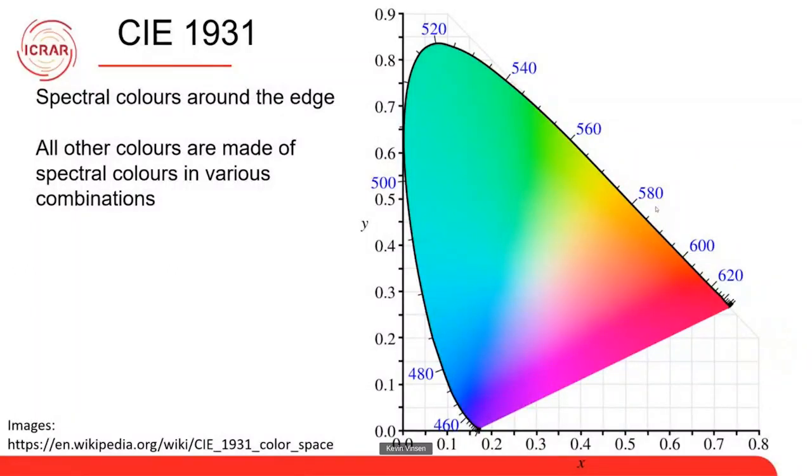Now, in 1931, the CIE, which is the International Color Forum, came up with a model. Around the edge of this graph, we have the frequency, the wavelength in nanometers. These are spectral colors. So these are the pure colors that we can see in the spectrum. And as an astronomer, this is what we use for most of our work. All the other colors you can see there are made up of these colors.